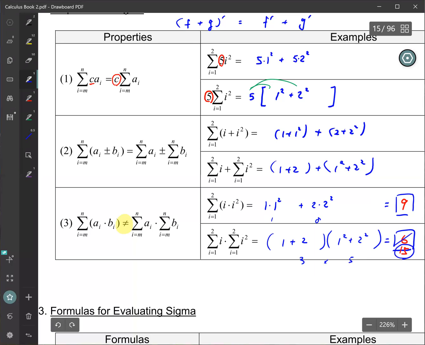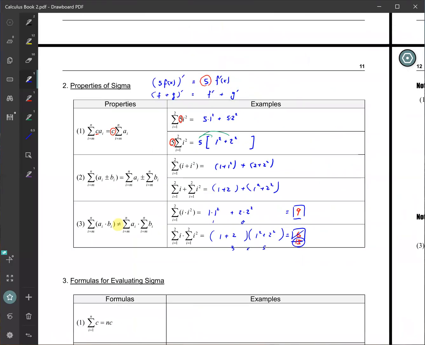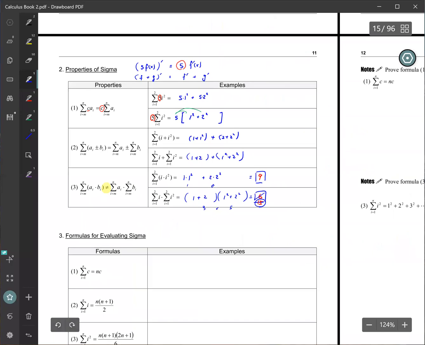All right, I think we can stop here for now. Next we will learn the formula for the sigma, and later I'll post the homework. If you have questions, you can stay after class.